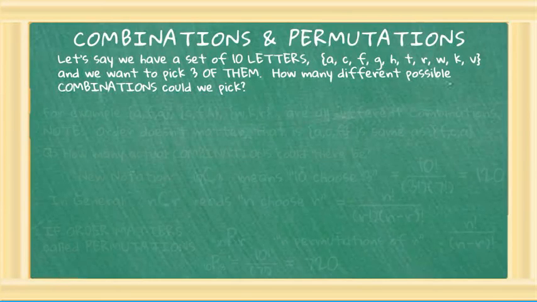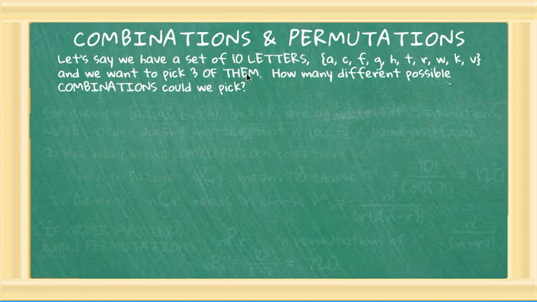Right, now that we know what factorials are, we can use factorials to calculate combinations and permutations. So let's introduce what those are and how we can calculate them. Let's say we've got 10 letters, A, C, F, G, etc., and we want to pick 3 of them. The question is, how many different possible combinations of 3 could we pick?